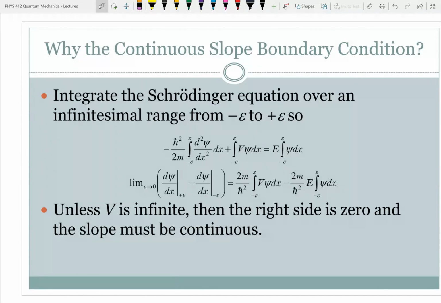So here is the reason the slope usually is continuous, except in the special case of an infinite boundary. We start with the Schrodinger equation and we do something completely unexpected. We integrate the equation.